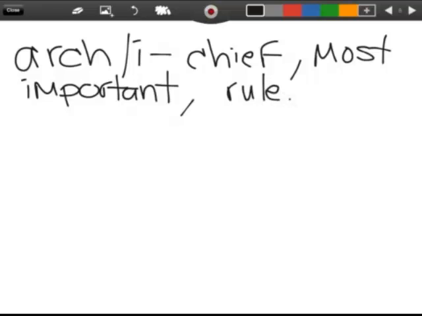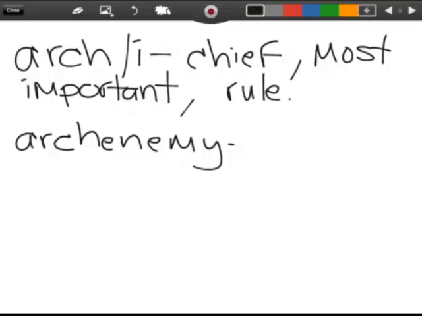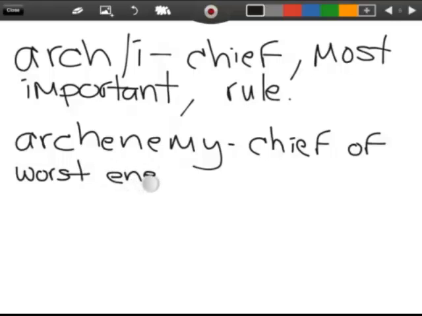And if we want to give an example word from this root, we could say arch enemy, which is pretty common. Arch enemy, which means chief or worst enemy.